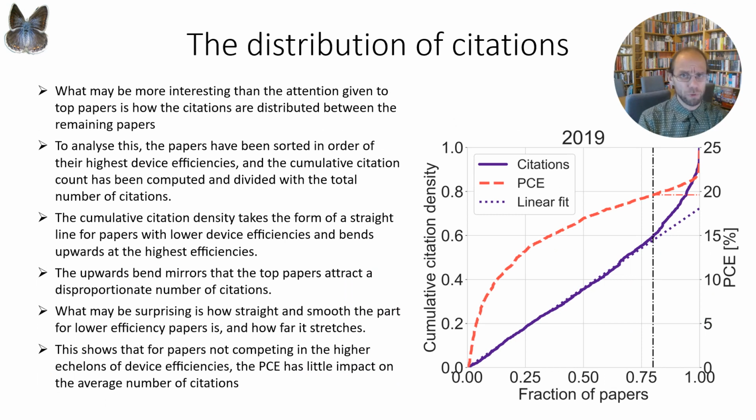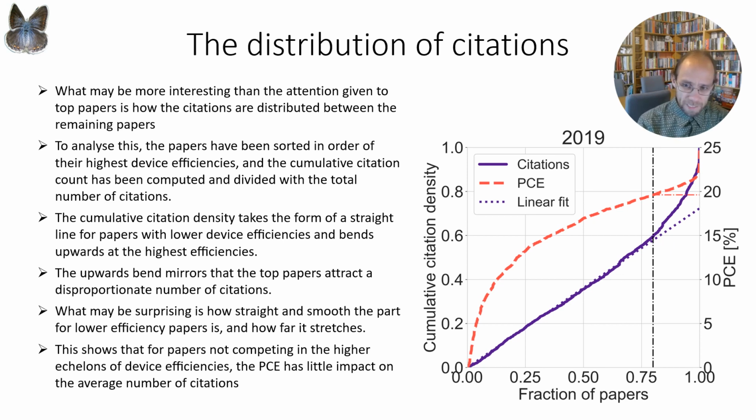What may be more interesting than the attention given to top papers is how citations are distributed among the remaining papers. After all, most papers are by definition not top papers in respect to the highest device performance. To analyze this, I sorted all the papers in order of their highest device efficiency, and then I plotted this against the cumulative normalized citation counts, which corresponds to the purple line in the figure on the slide.